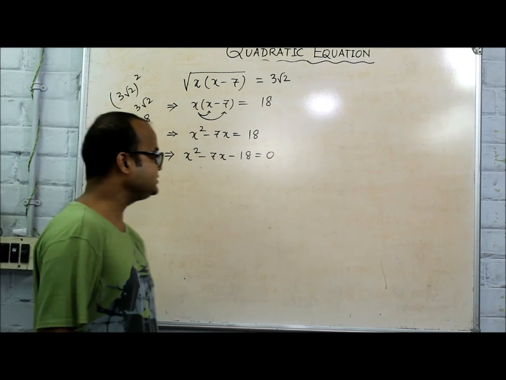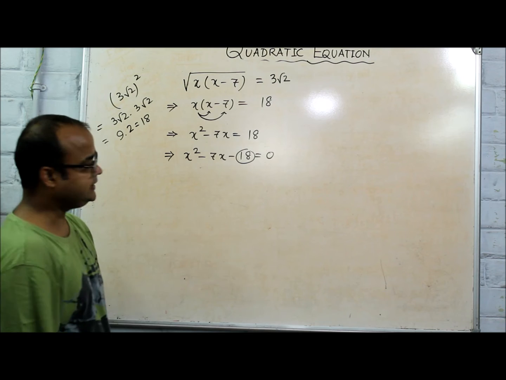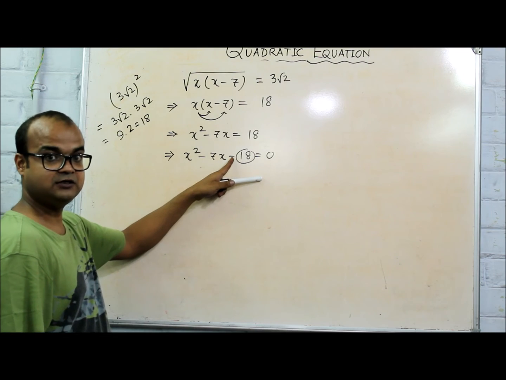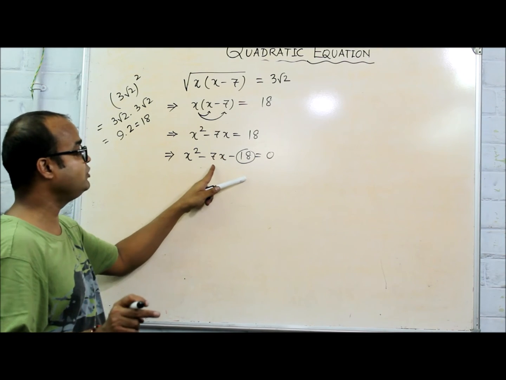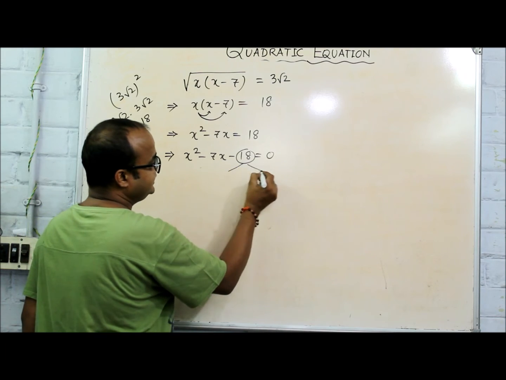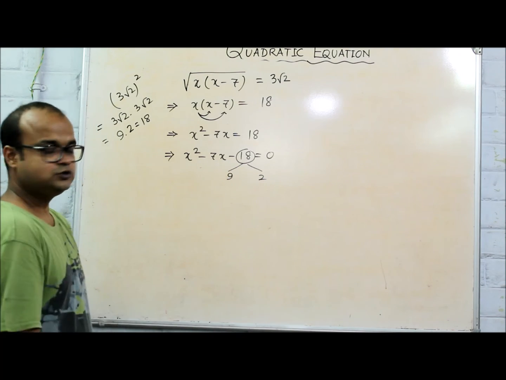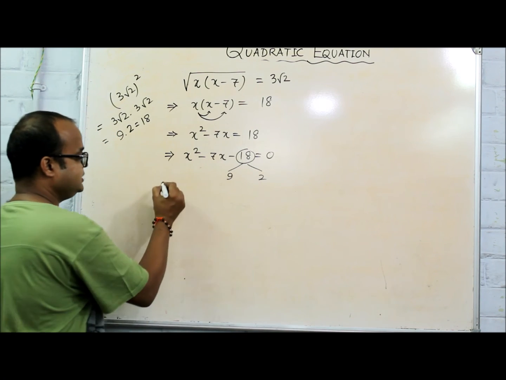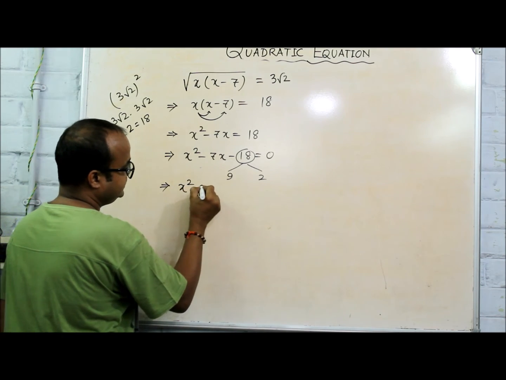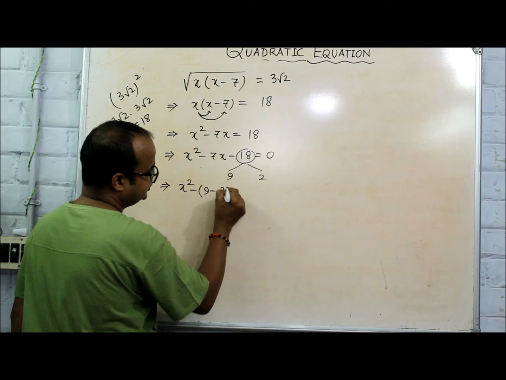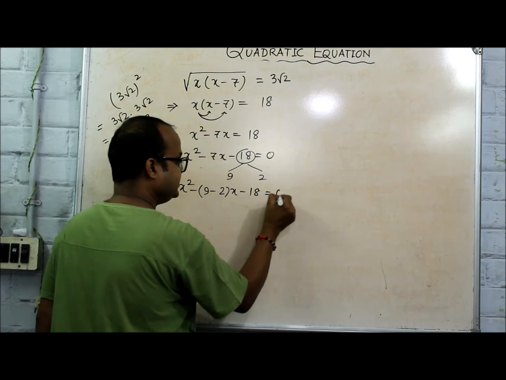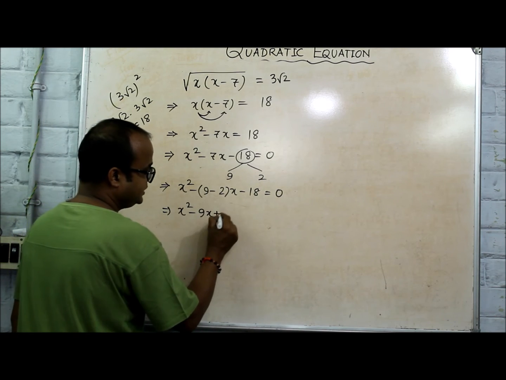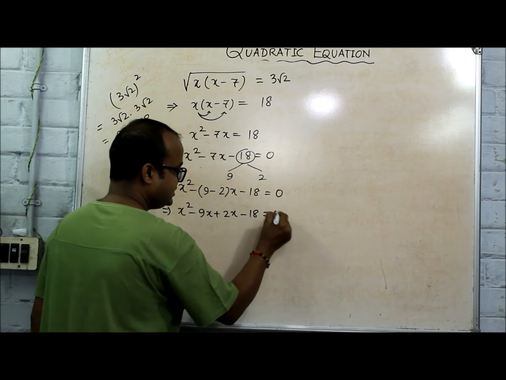Now we apply the middle term factor. The product is 18. 18 needs to be divided into two parts such that the difference of those two numbers is equal to 7. So 18 can be written as 9 and 2. Once you subtract 9 minus 2, you will get 7, and the product is 18. So x square minus, in place of 7 we write 9 minus 2, into x, minus 18 is equal to 0. So x square minus 9x plus 2x minus 18 is equal to 0.